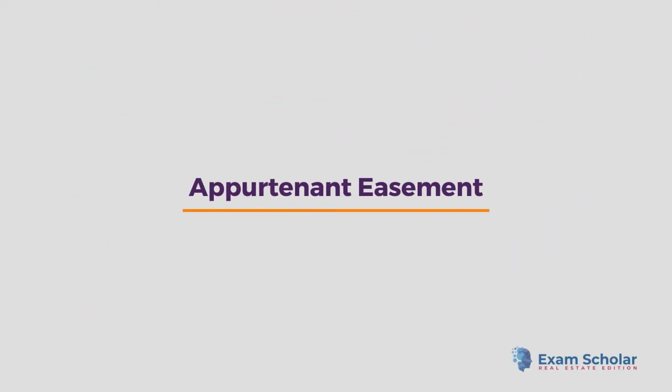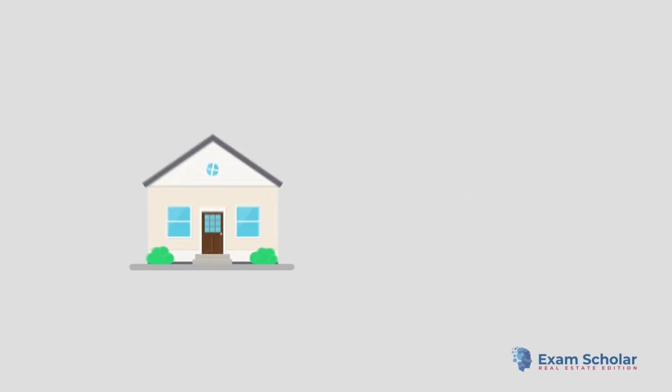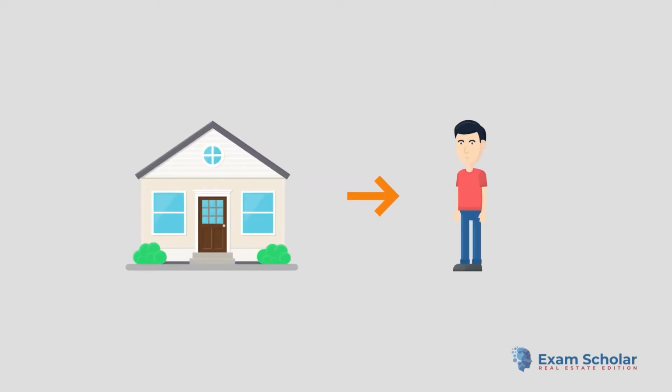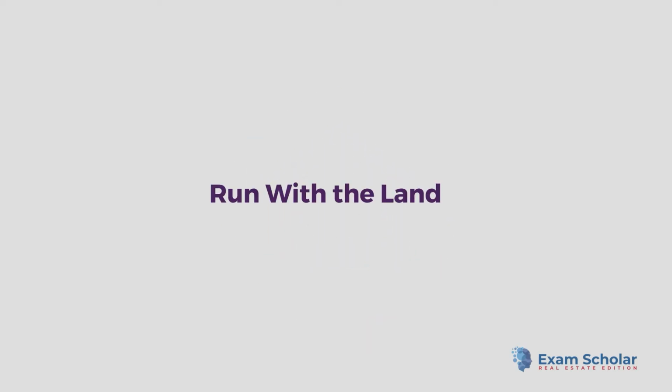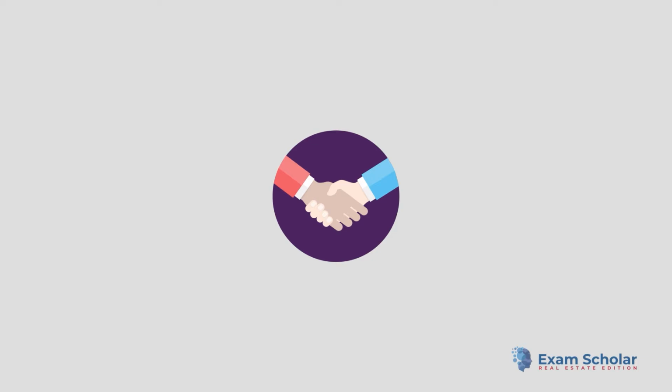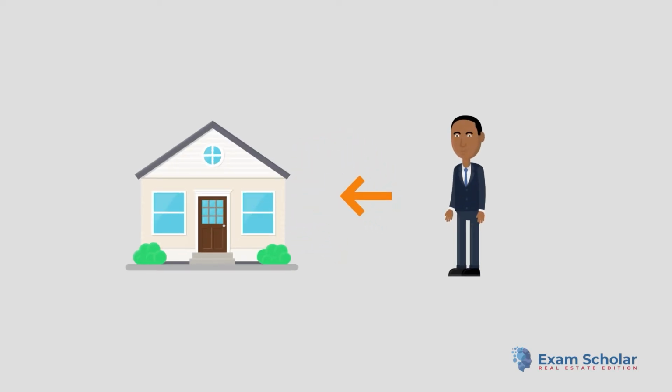First up is an appurtenant easement. An appurtenant easement benefits a neighboring property owner. These easements are attached to a property. Therefore, they run with the land, meaning that if the benefiting property is sold, then the new owner will also have a right to the easement.